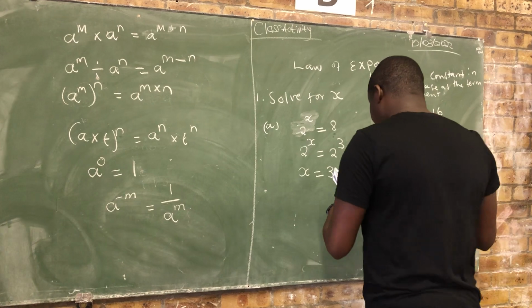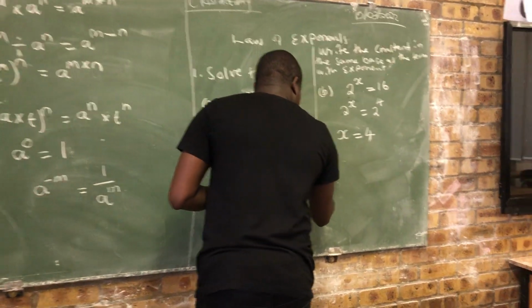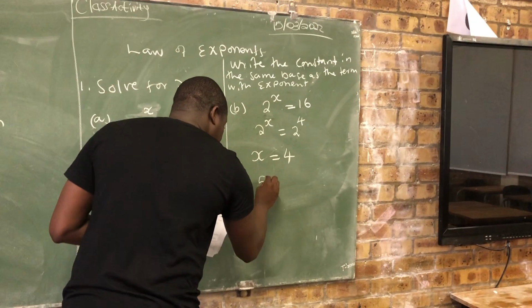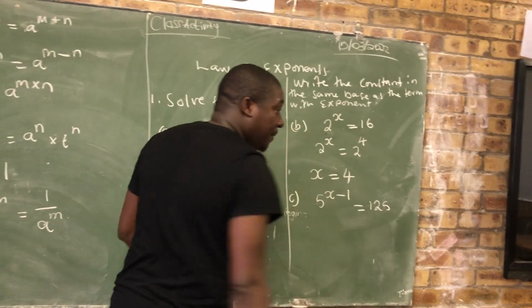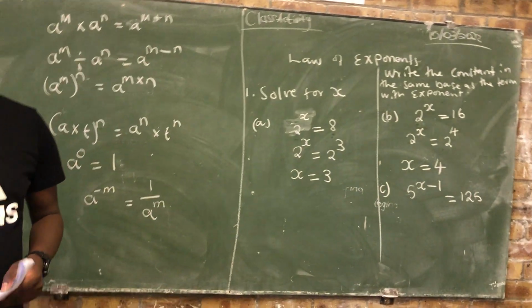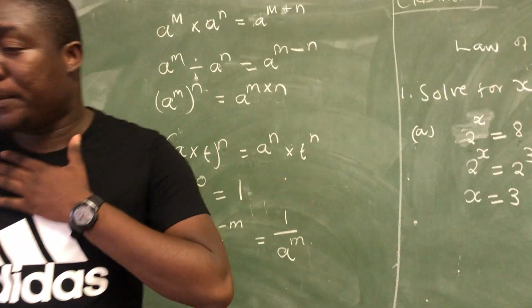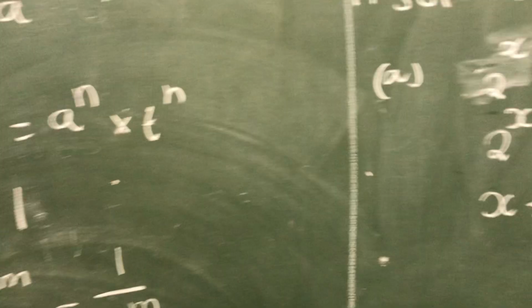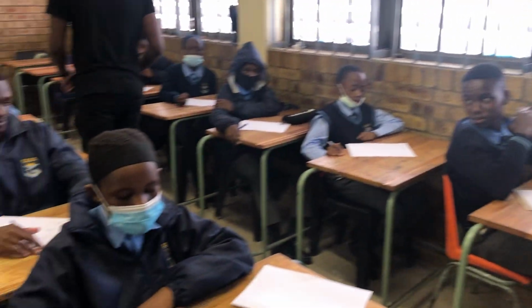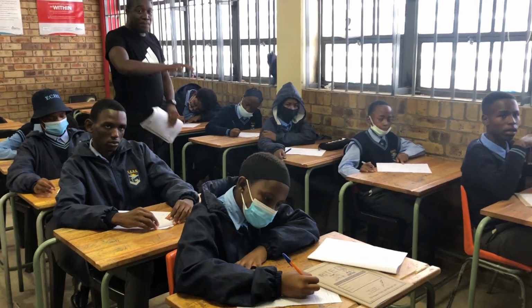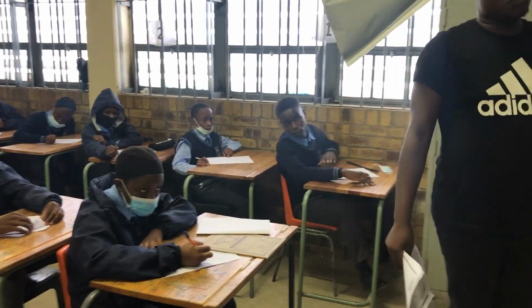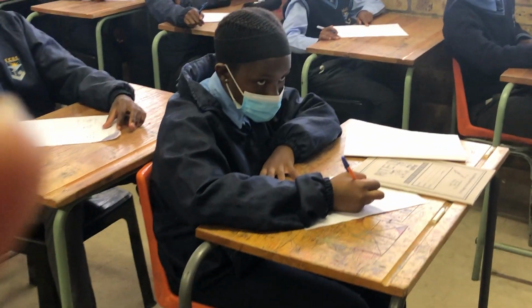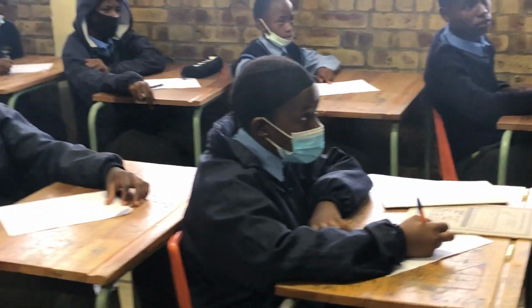Okay, let me give you this one. I want to give you number C here. Number C is 5 to the power x subtract 1 equals 125. I want you to do this one. The first step, remember the first step. What is the first step? You write the constant in the same base as the term with the exponent, right? So that means our base there, what is it going to be? Our base is going to be 5 this side again. So I want you to figure out the exponent.